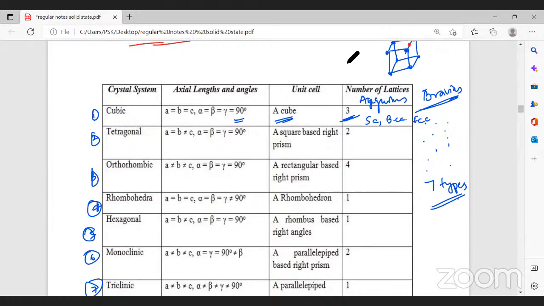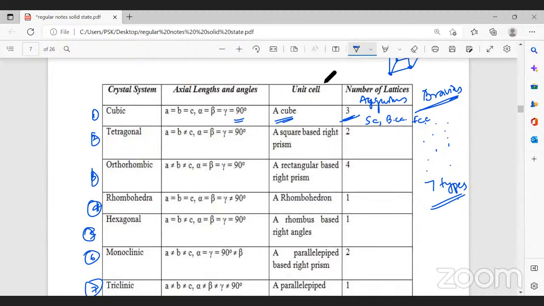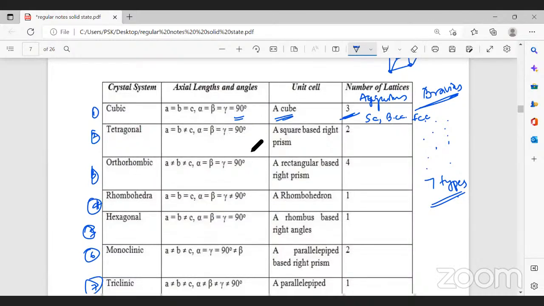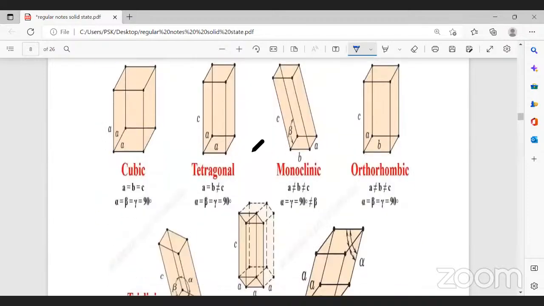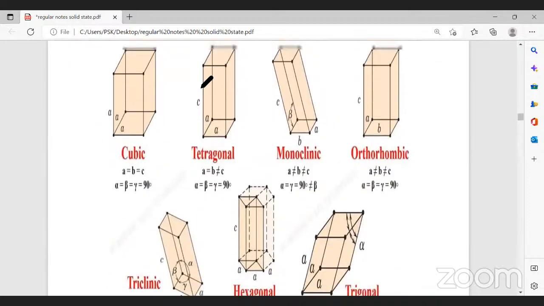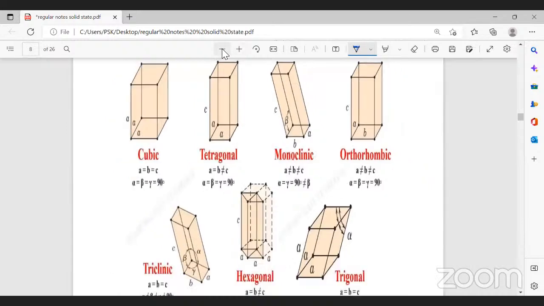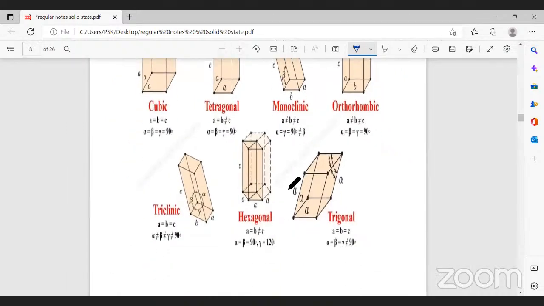Okay. Now you should remember, in a cube, a is equal to b is equal to c. Edge length is equal to width is equal to height, and alpha is equal to beta is equal to gamma, that's equal to 90 degrees. In case of a tetragonal system, a is equal to b, but b is not equal to c. But alpha, beta, gamma, all are 90. I'll go to the next slide directly here. Yeah, this will be better, I feel. This slide will give you a clear understanding, because pictures are represented here.